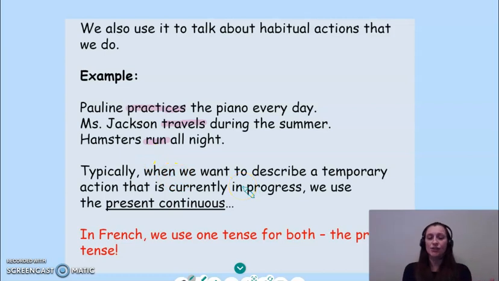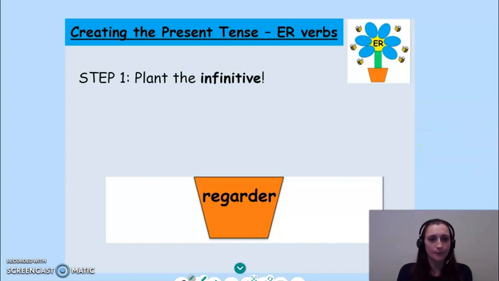However, in English, we also use the present continuous tense, which is a different tense to the present simple in English, to say what we are doing. For example, I am watching TV. She is reading a book. However, in French, we use the present tense to cover both of these tenses. So, je joue means I play, but it also means I am playing, and we would determine that from the context that we are using.